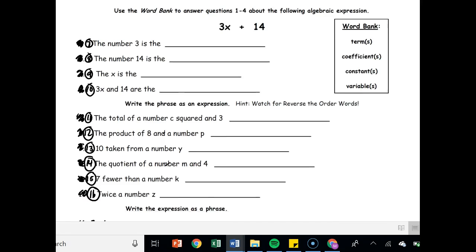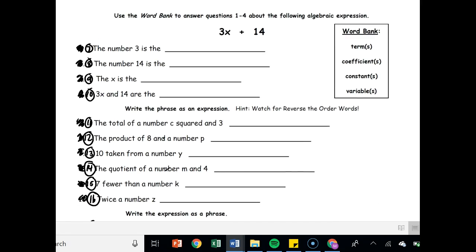All right, for 7 through 10 here, we're going to use the word bank over here to describe this expression. So the number 3 is the term, coefficient, constant, or variable. It is the coefficient, right? The number attached to a variable in an expression is a coefficient. The x is obviously the variable. And 3x and 14 in this expression are what we call terms. So this is a two-term expression.